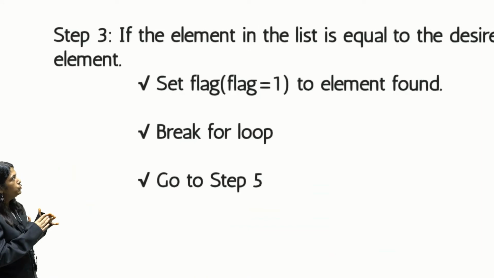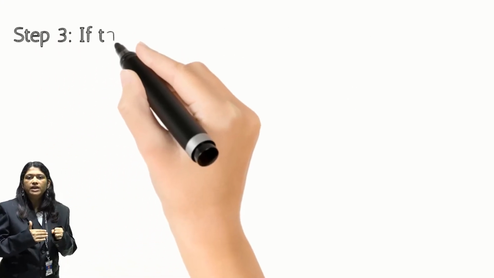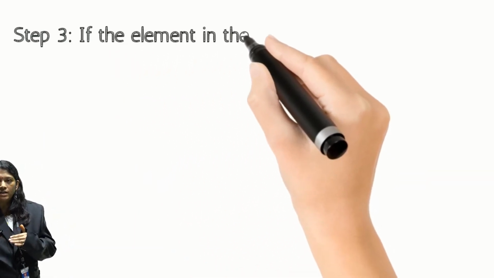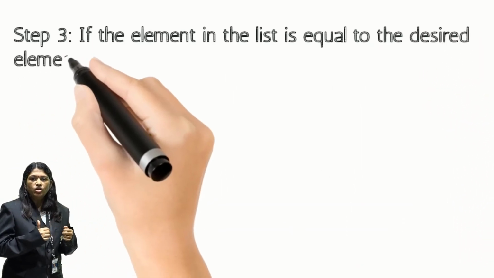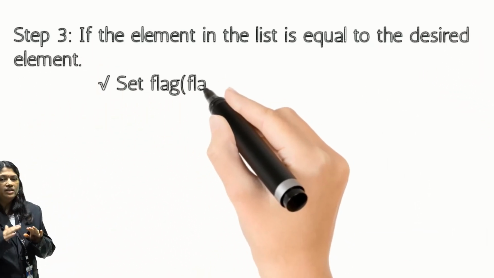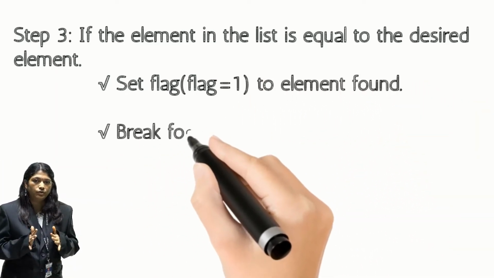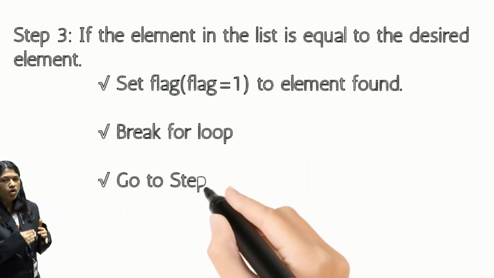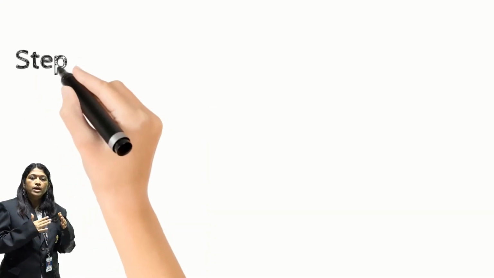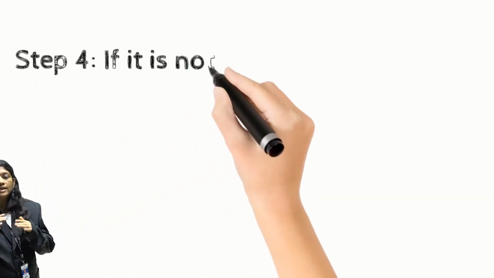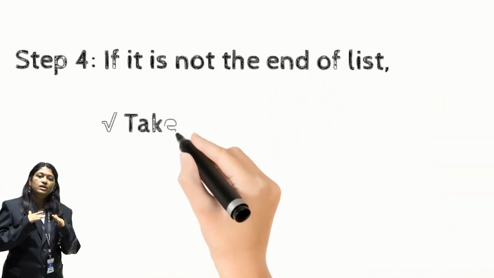So up to now you know step 1 and step 2. Now step 3: if the element in the list is equal to the desired element, the key element, then we set flag equal to 1, meaning the element is found, and break the for loop. Otherwise we go to step 5. After step 3 there is step 4: if it is not the end of the list, then we take the next element in the list, and again we go to step 3.